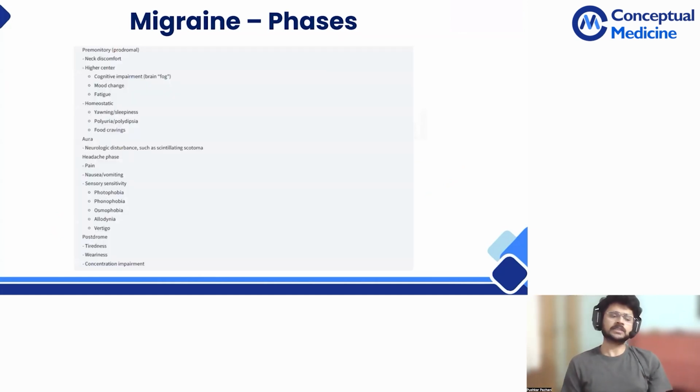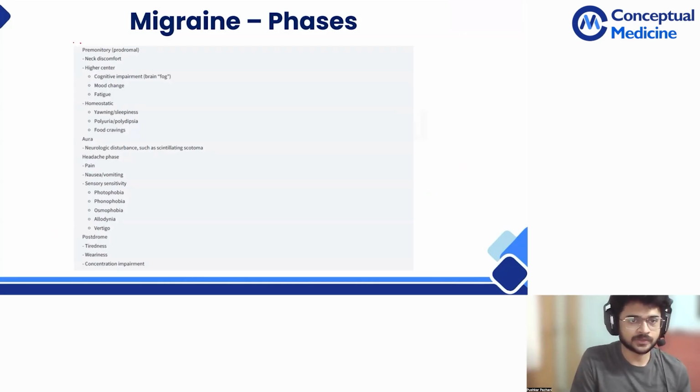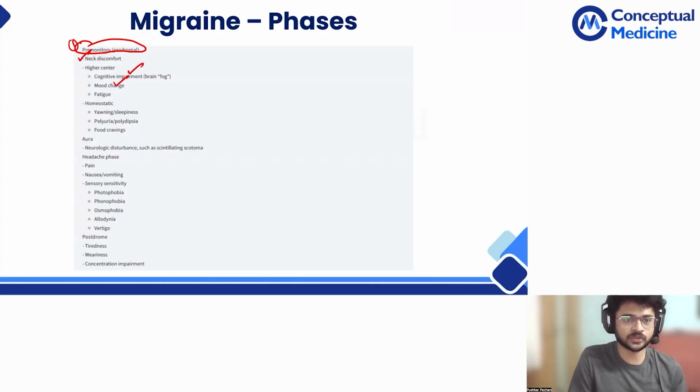So this is a table from the latest Harrison, which has summarized the different phases of migraine. The first phase is the premonitory or prodromal phase, where you have neck discomfort, brain fog, mood issues, some fatigue, some yawning, polyuria, food cravings, increased thirst, after which you may have an aura phase in around 20 to 25% of patients.